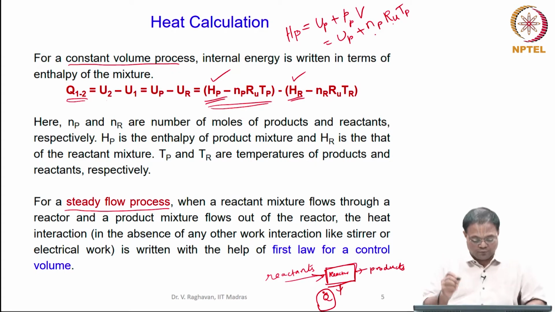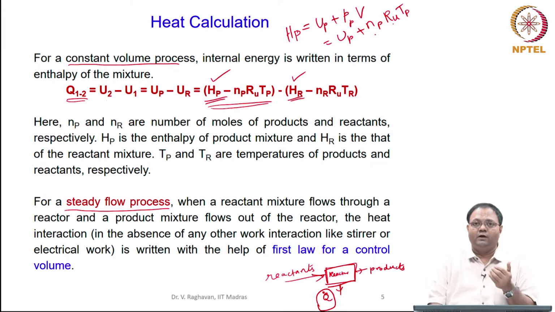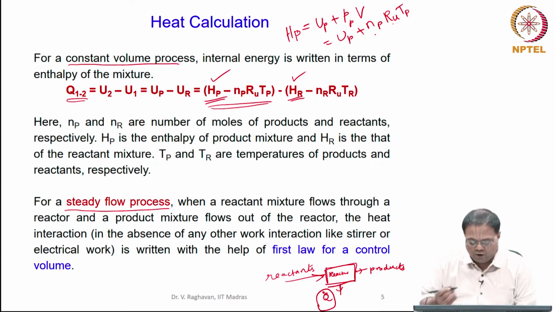Okay, so for a steady state, steady flow process, when the reactant mixture flows through a reactor and product flows out of the reactor, consider the heat interaction, not considering any work interaction, in the absence of any other work. Normally there is no displacement work here, volume is constant, so no displacement work is considered, but we can have some other type of work, extrusion work and electrical work, etc., which are not suitable for this particular reactor. So we don't normally use that. So we have to use the first law for a control volume to determine Q dot.